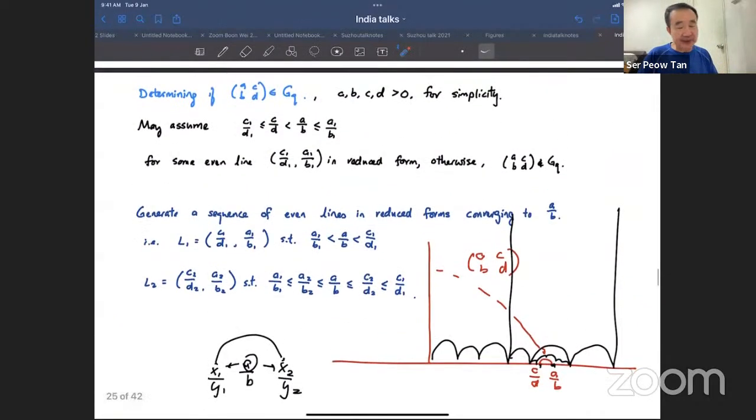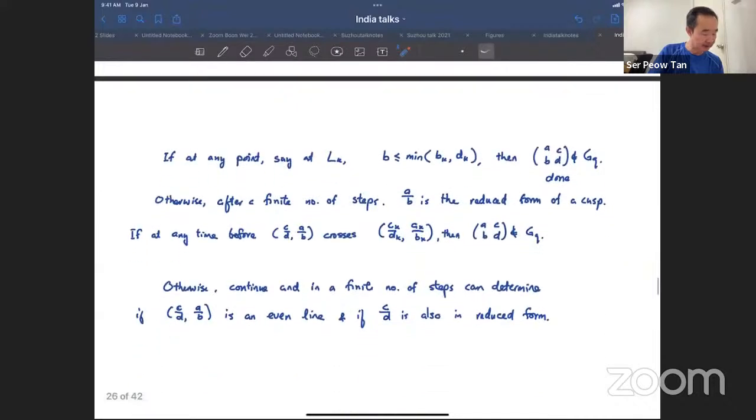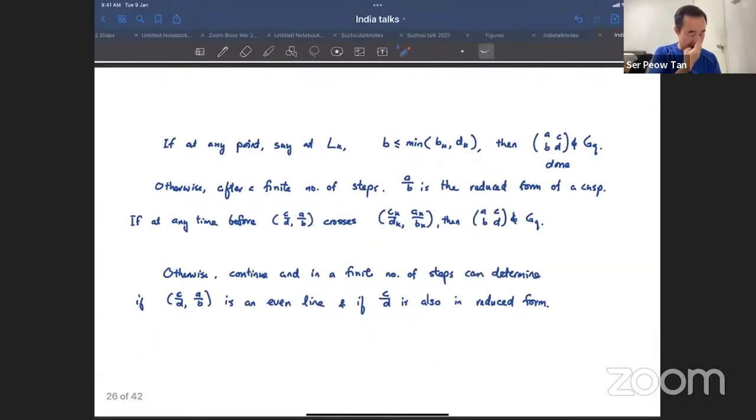these are two algorithms that you can do, and there are lots of other algorithms that you can do just using these reduced forms. Right? So remember the key properties of the reduced forms we want were essentially the uniqueness and the fact that we can generate the reduced forms in a systematic way, going away from cusps on even lines, going away from the original even line 0 infinity. Okay. So the point here is that in a finite number of steps, we can determine whether this thing is an even line or if C over D is also in reduced form.